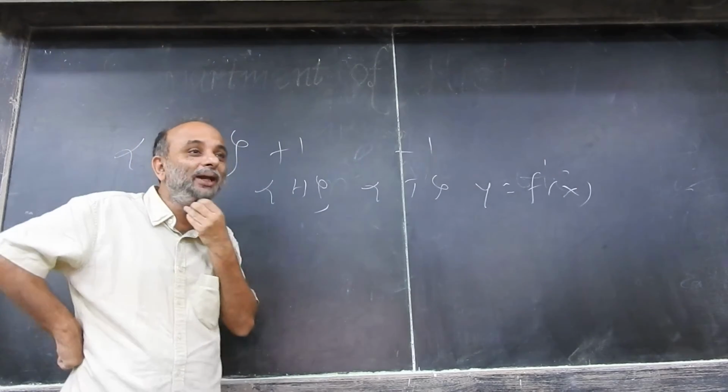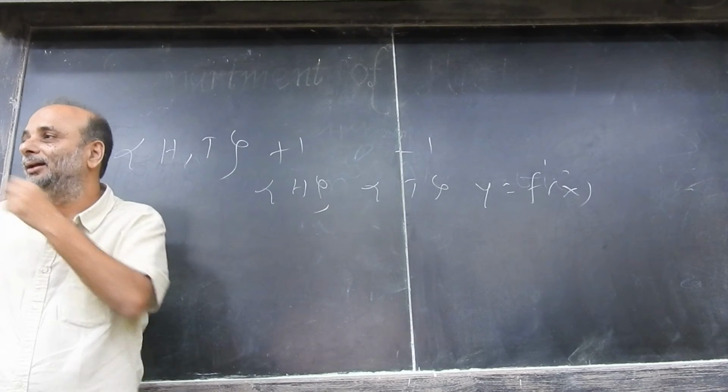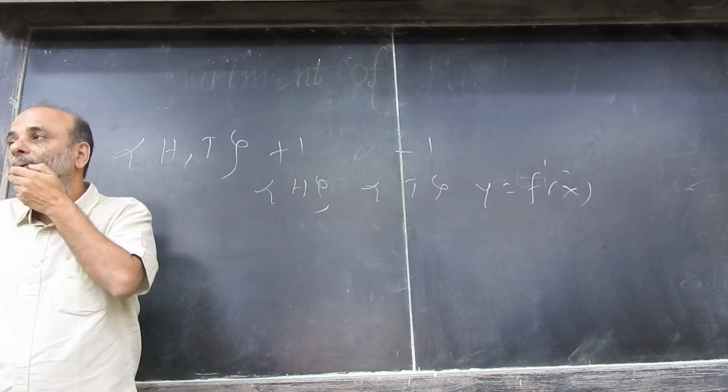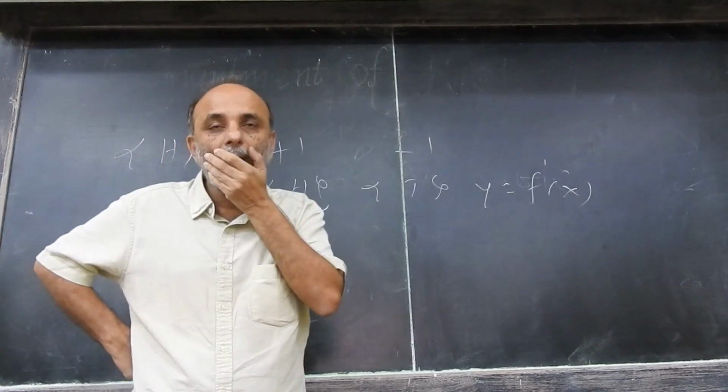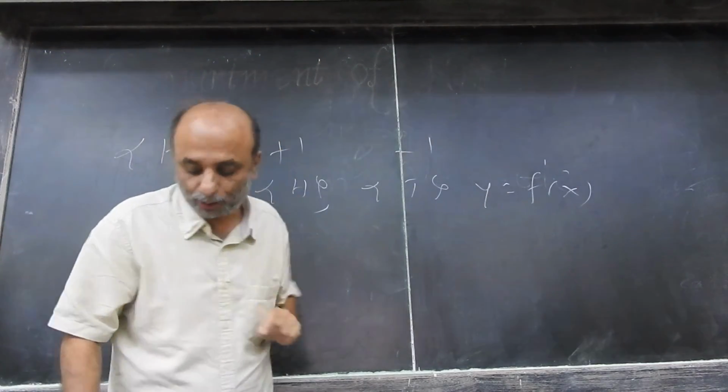So what do you mean by depend? The value that Y takes will be dependent on the value that X takes. Every value of X will have a value of Y. Yes, so this gentleman is right.